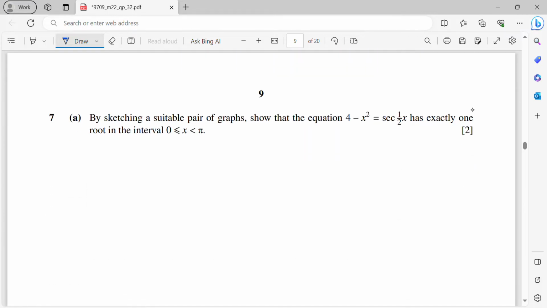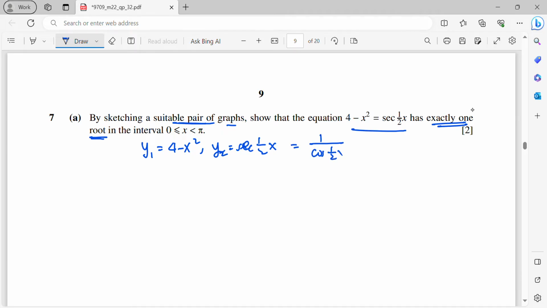Now for question 7, by sketching a suitable pair of graphs, show that the equation has exactly one root in the interval x from 0 to pi. So now, suitable pair of graphs means that you have to sketch both graphs, right? Two graphs. So I will let y1 be 4 minus x squared, and then y2 be the secant of half x. Now for your information, the secant is basically 1 over cos half x.